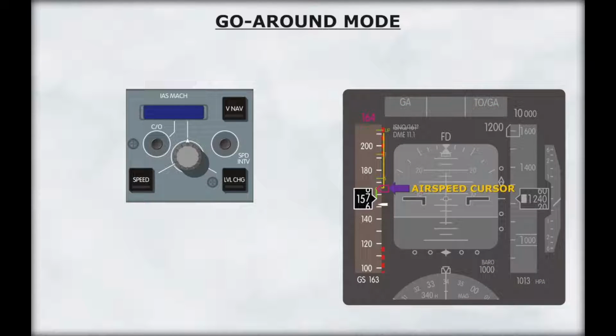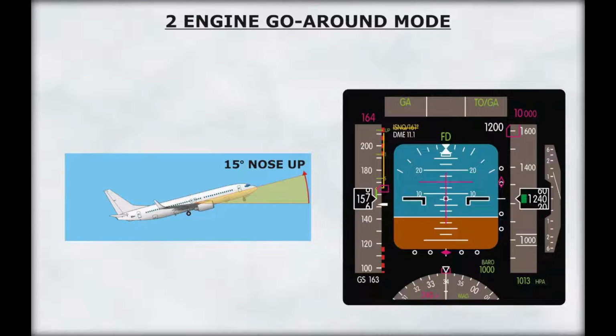When the go-around mode is engaged, TOGA is enunciated as the flight director pitch mode. The IAS Mach display blanks, and the airspeed cursor points to the maneuvering speed for the flap setting. During a two-engine go-around, the flight director commands a 15 degrees nose-up pitch. Roll commands will maintain the existing ground track at the time of go-around engagement.